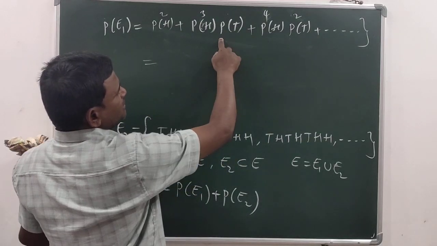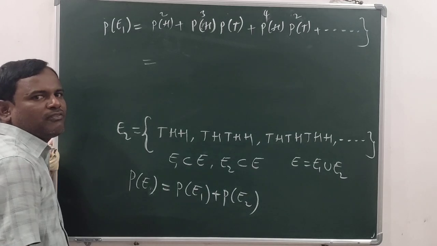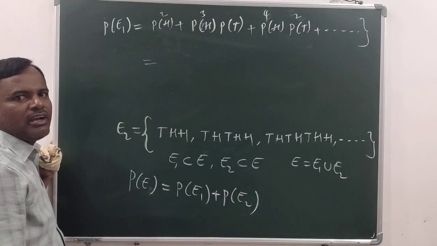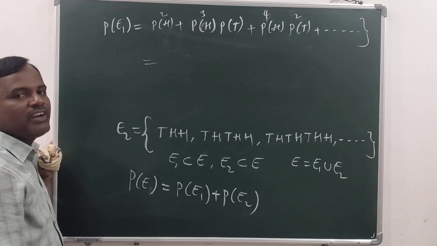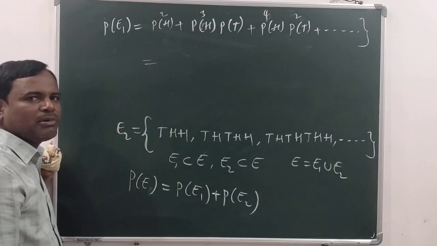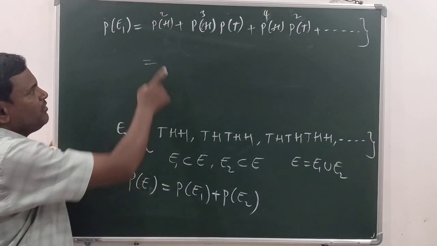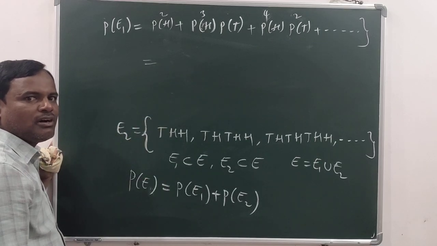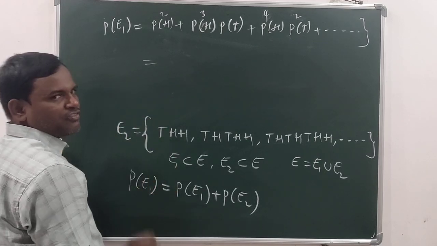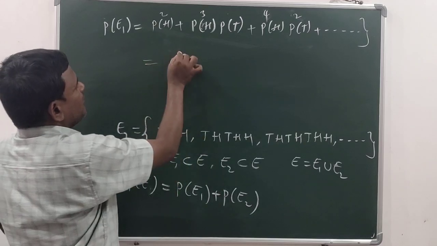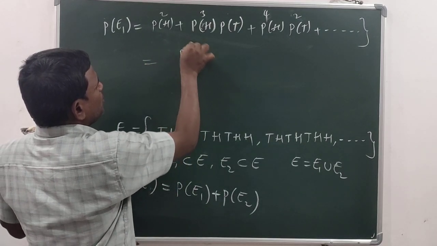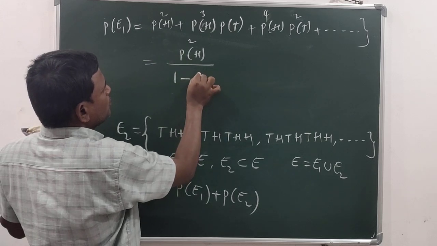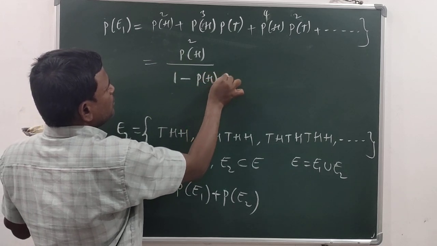When you divide this with this, P of H into P of T means here it is forming an infinite geometric progression. Their number of terms are infinite. Hence here we have to apply the sum of infinite terms of GP. So you know that formula, A by 1 minus R. Here A value is P of H whole square by 1 minus R, term 2 by term 1. So what do you get? P of H into P of T.